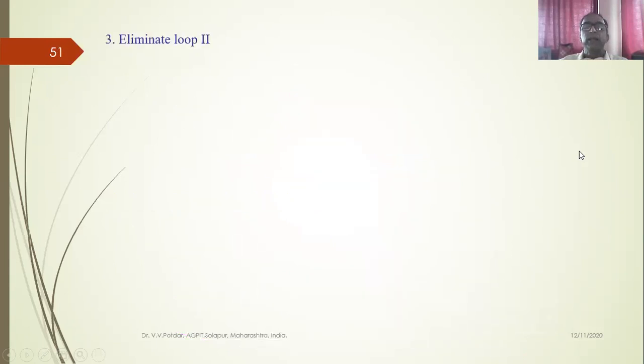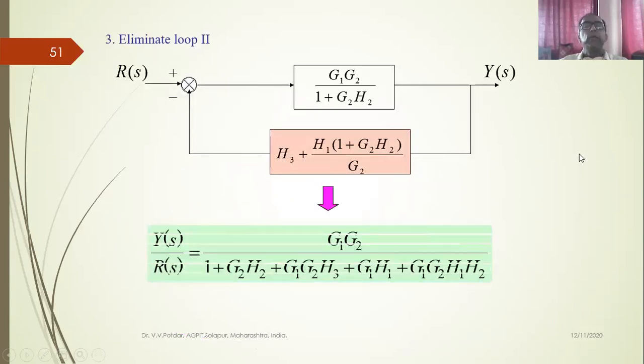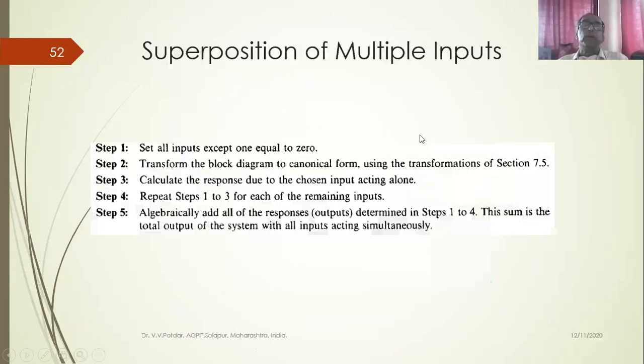Block diagram reduction techniques. Now we'll go in for multiple input systems. Up till now we have seen single input and single output systems. Now we'll see multiple input and single output systems. So what are the steps? Set all the inputs except one equal to 0. Suppose I have got two inputs. The other input I'll be putting as 0 and treat that system as a single input, single output system. And I'll solve that system for that single input.